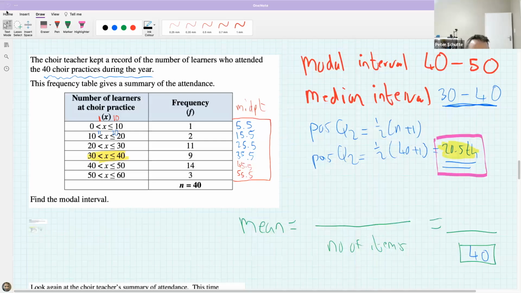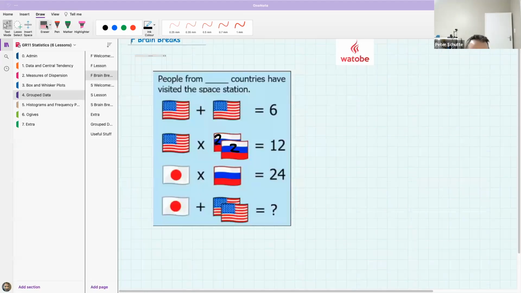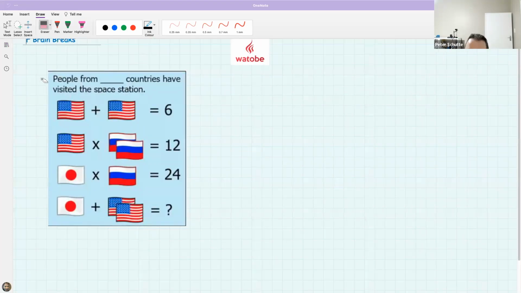And for today's brain break, I just want to ask you to solve this problem for me. So what do we think a Japanese flag plus 2 American flags is going to give me? That is your choice for today. Your little fun brain teaser.